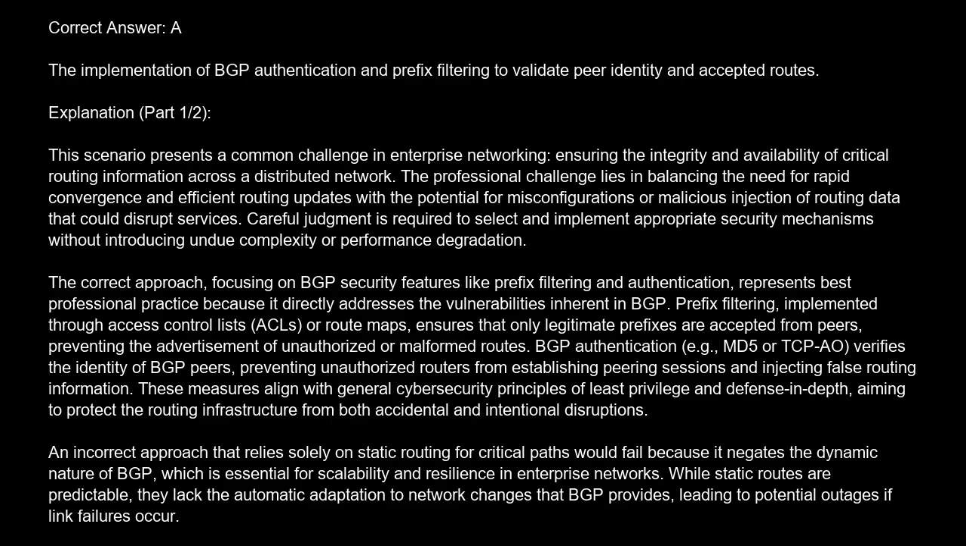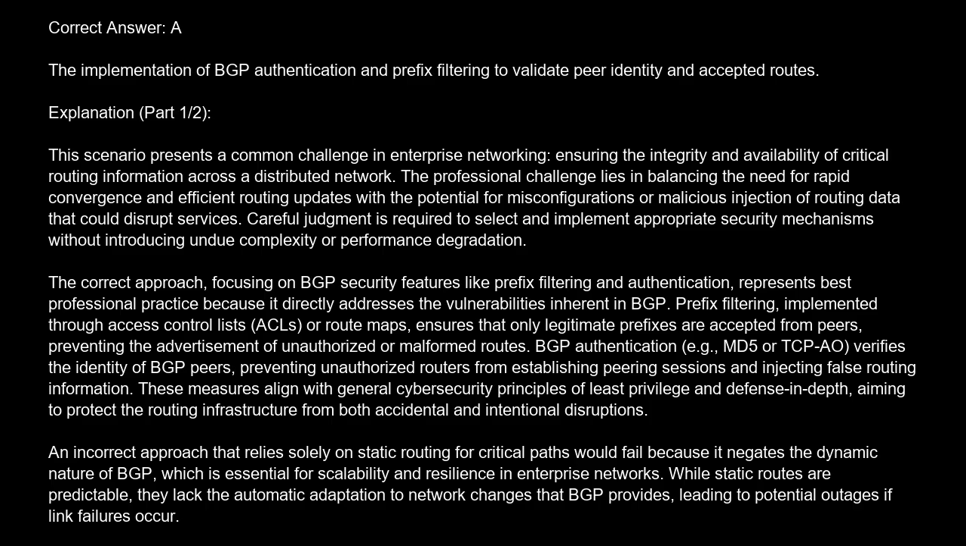Correct answer is A. The implementation of BGP authentication and prefix filtering to validate peer identity and accepted routes. Explanation. This scenario presents a common challenge in enterprise networking, ensuring the integrity and availability of critical routing information across a distributed network. The professional challenge lies in balancing the need for rapid convergence and efficient routing updates with the potential for misconfigurations or malicious injection of routing data that could disrupt services. Careful judgment is required to select and implement appropriate security mechanisms without introducing undue complexity or performance degradation.